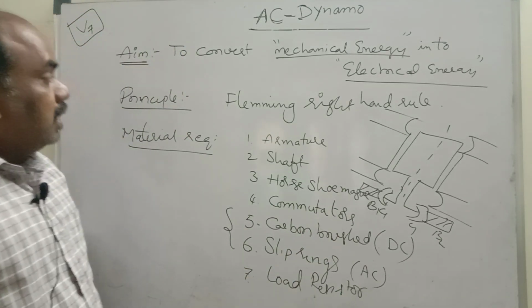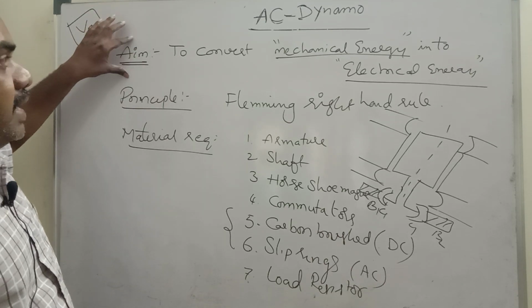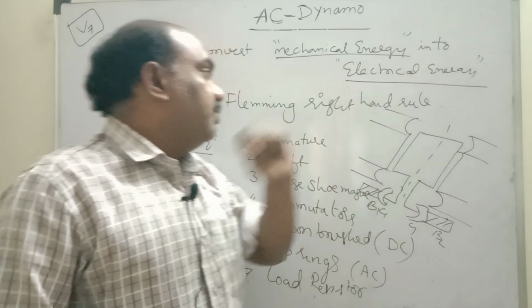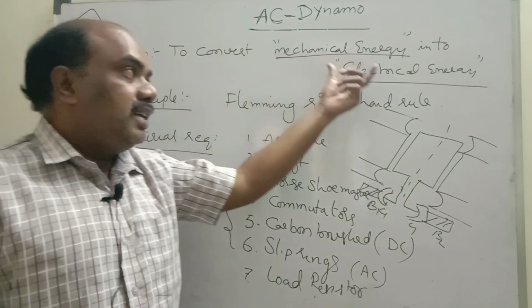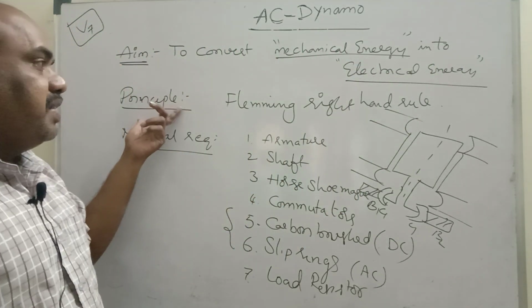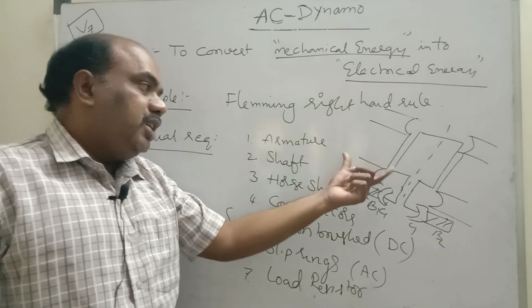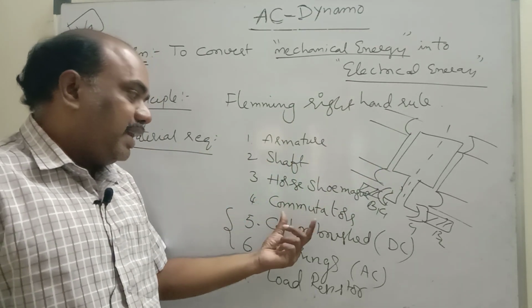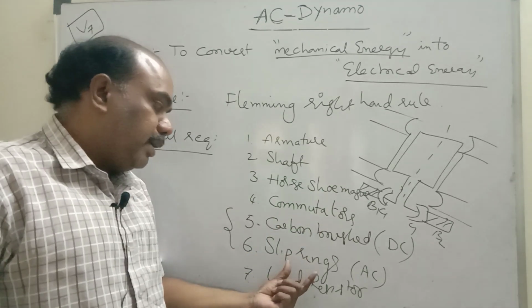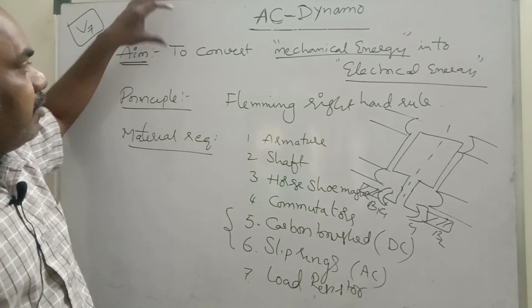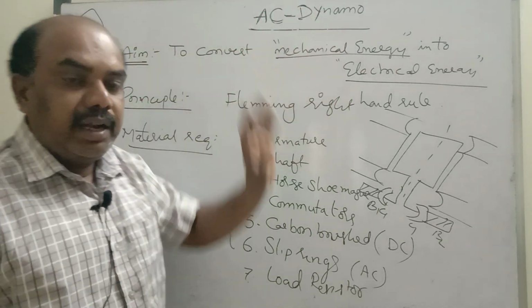Now see once again, what is the aim of the AC dynamo? To convert mechanical energy into electrical energy. Number two, principle: Fleming's right hand rule. Materials required: armature, shaft, horseshoe magnet, commutators, carbon brushes, slip rings and load resistor. These are the materials required for the construction of the AC dynamo.